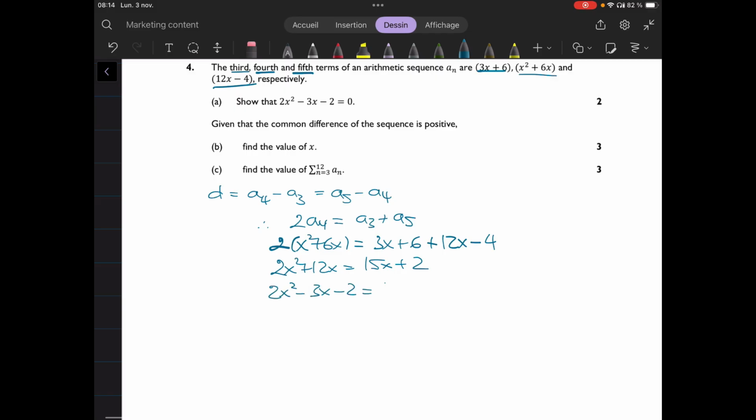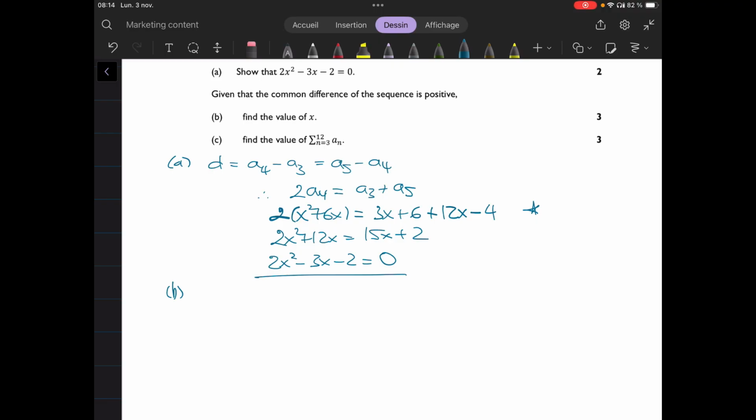Because the final answer is given, you must show very clearly how you get there. So it is imperative that examiners see a line of working that is like this to make sure that you obtain this answer legitimately. Part B.